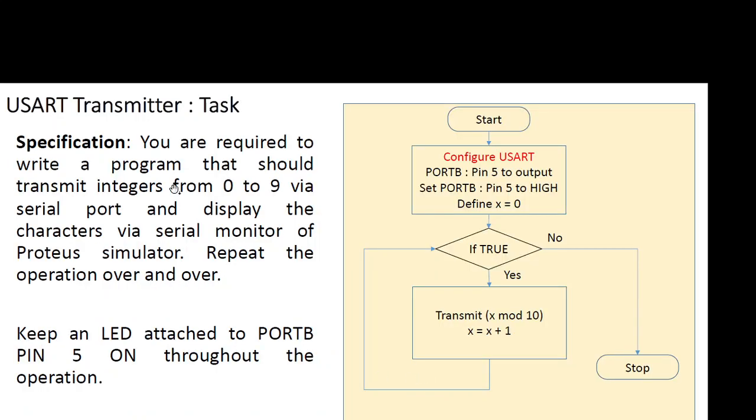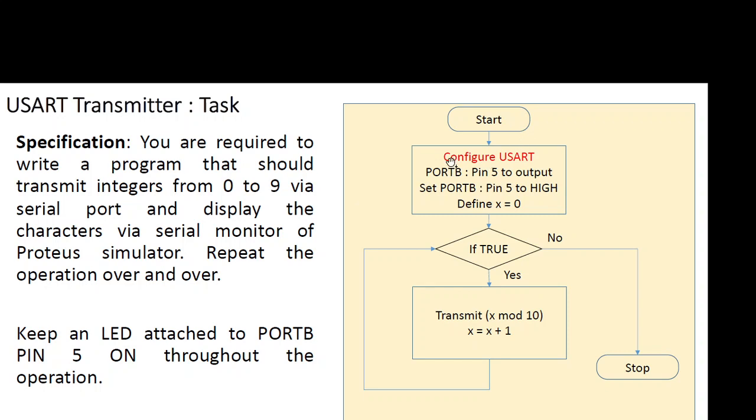So now we are going to do a task to transmit numbers from 0 to 9 repetitively through our serial port, right? So we will be transmitting 0, 1, 2, 3, 4, 5, 6, 7, 8, 9, 0, 1, 2, 3, 4, 5, 6, 7, 8, 9, 0, 1, 2. Likewise, we will keep on transmitting. While we are transmitting, we are going to turn on an LED which is attached to port B pin 5 throughout our operation.